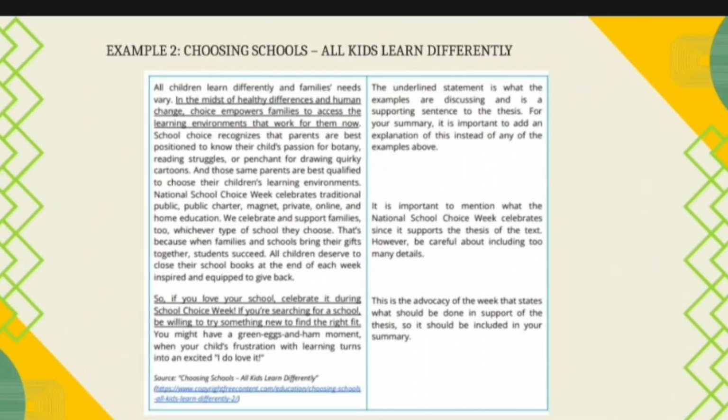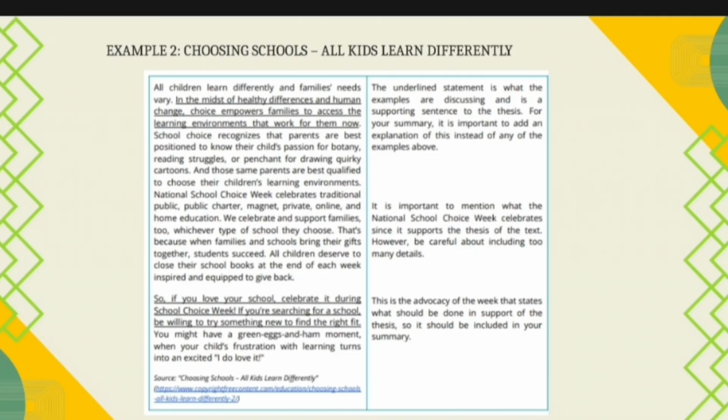So next, all children learn differently and families' needs vary. In the midst of healthy differences and human change, school choice empowers families to access the learning environments that work for them now. School choice recognizes that parents are best positioned to know their child's passion for botany, struggle with reading, or penchant for drawing cartoons. And those same parents are best qualified to choose their children's learning environments.